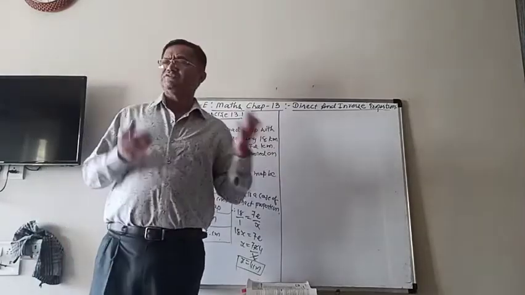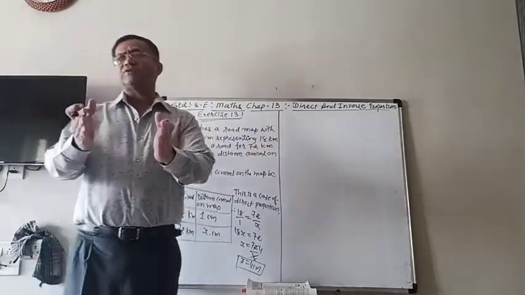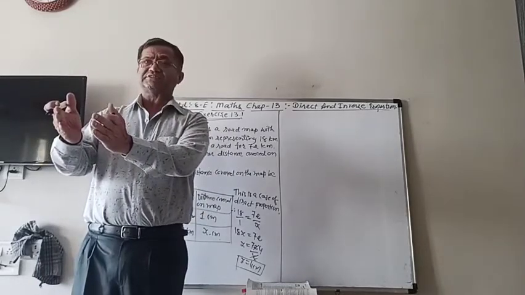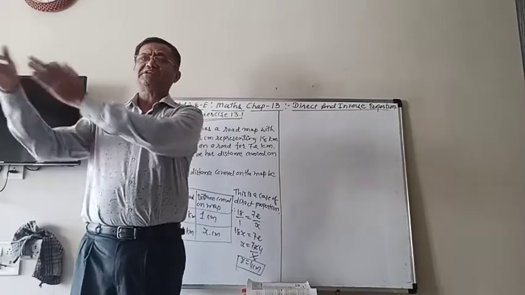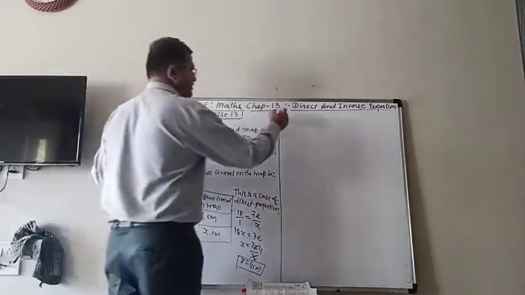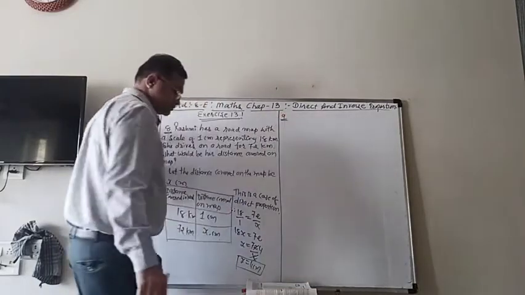Because we can do it verbally also. 18 kilometer is 1 centimeter. Another 18 kilometer then 2 centimeter, 36. Then 54 and 72. 18, 18, 18, 18. So 4 centimeter will be the answer.